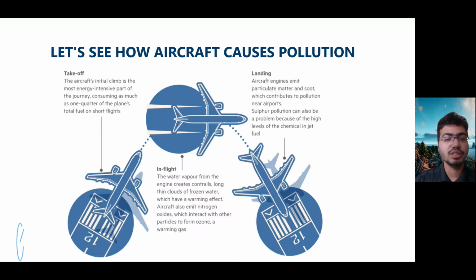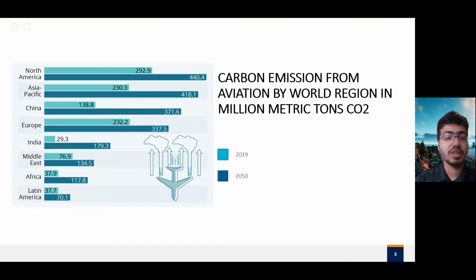If we look at this diagram, we can see the carbon emissions from aviation in world regions in million metric tons. If we compare 2019 to the 2050 prediction, we can see that in North America it is almost two times, and in the future the pollution will increase in Pacific Asia. In Asia Pacific, it is also the same. In China, there is more than two times.